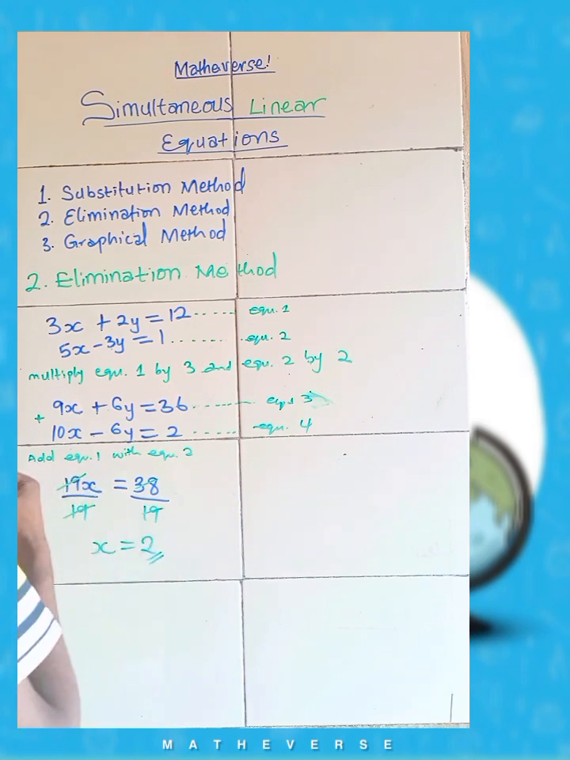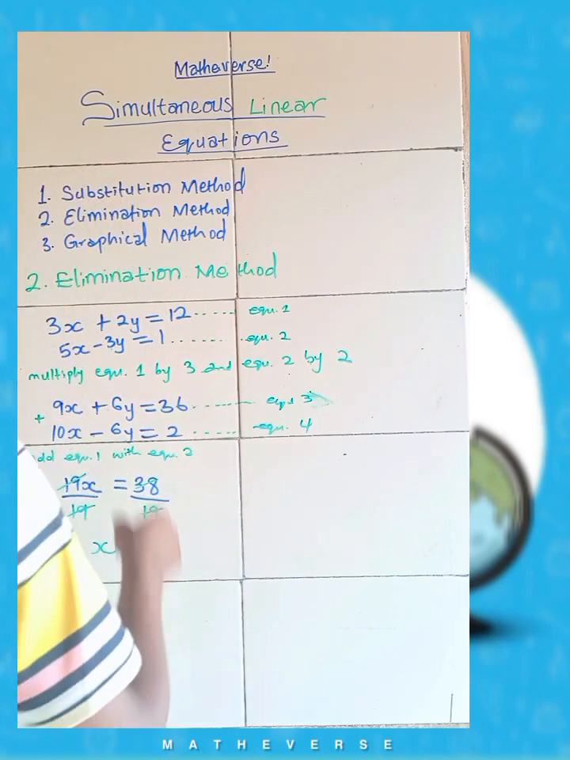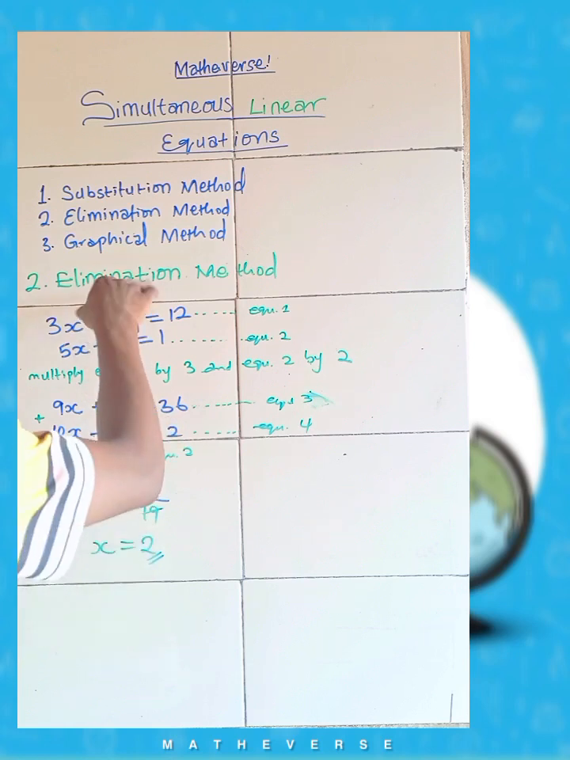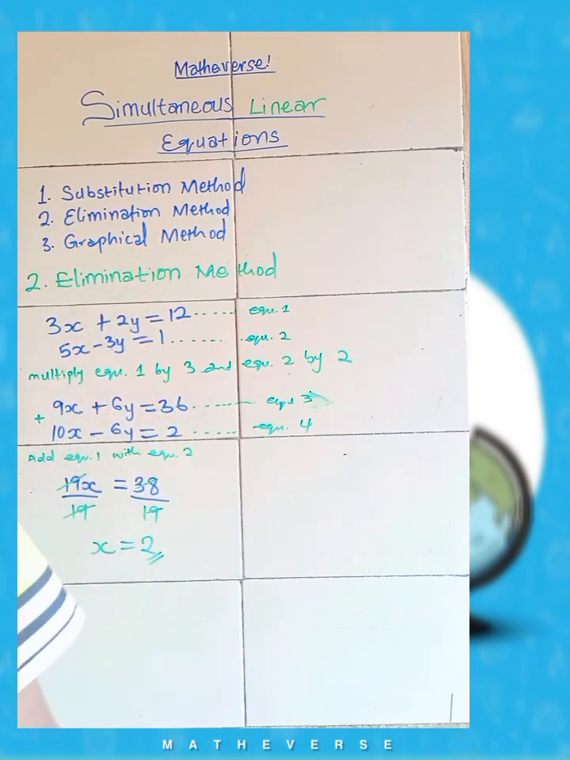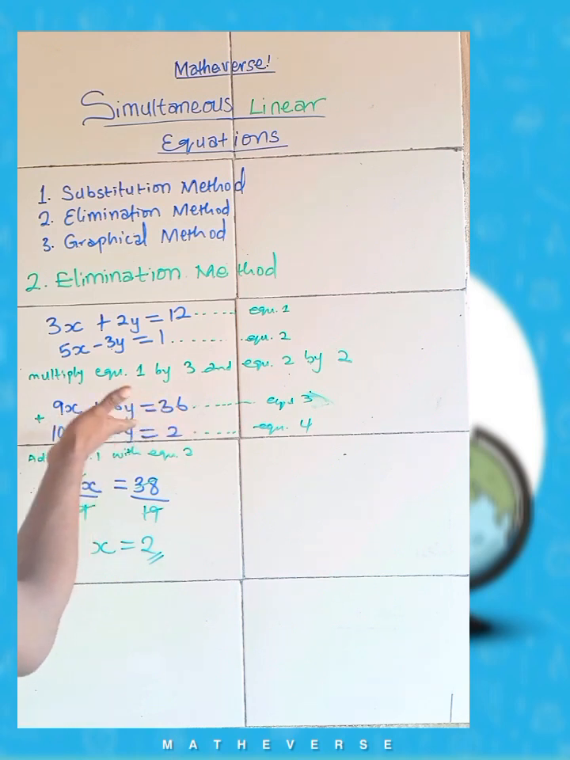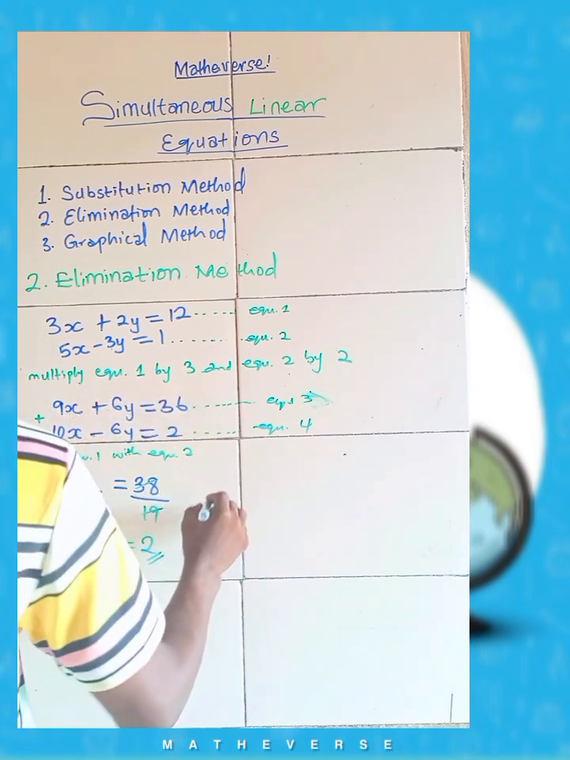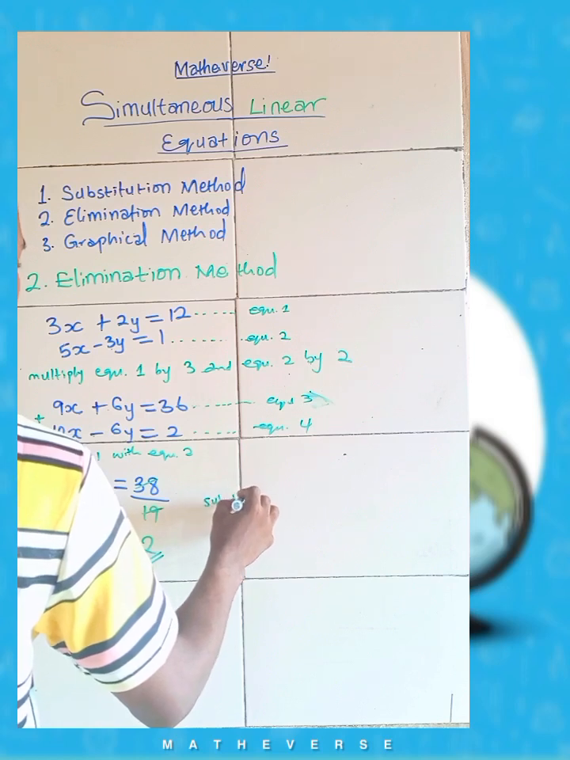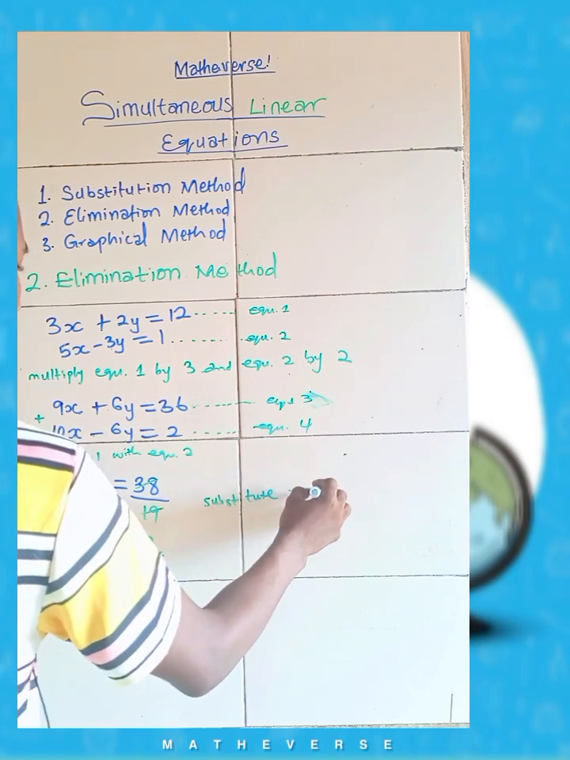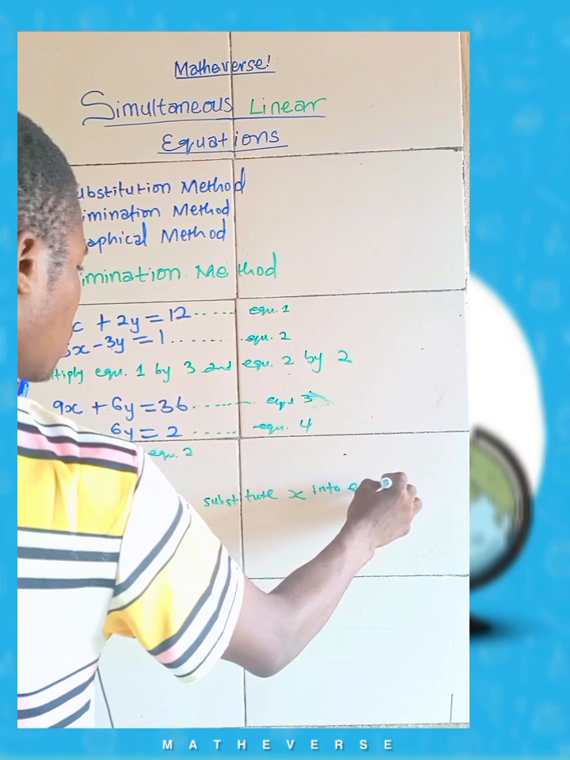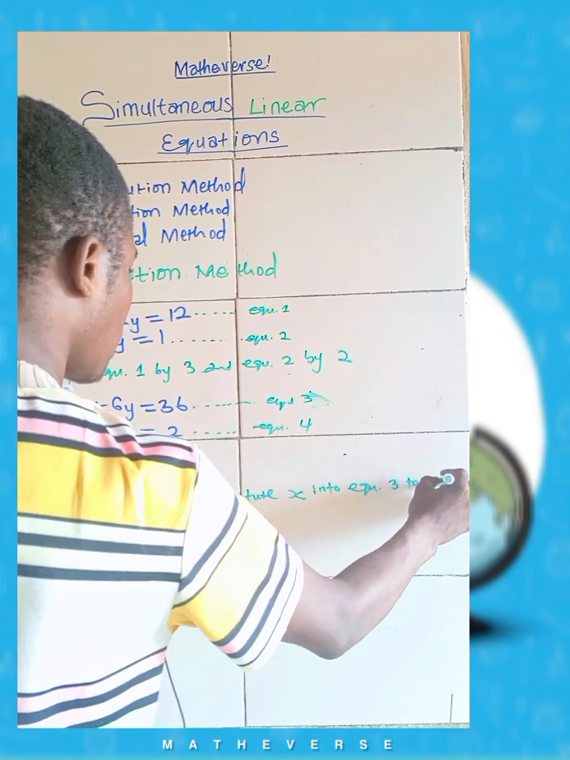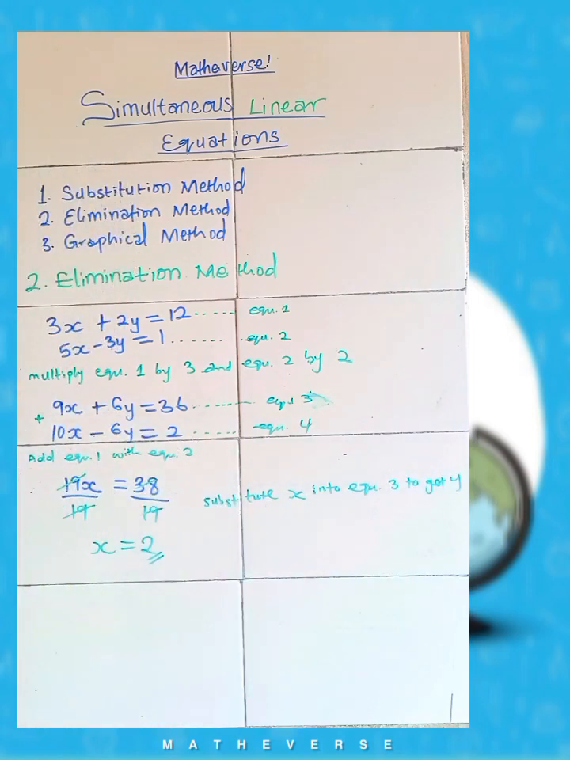2. Good. Now that you have 2, remember what I told you in the substitution method. I told you that when you have gotten one value, you substitute it into any of the equations. Don't work with this equation again, you work with these ones to get y. So let's substitute x into equation 3. You understand? Substitute x into equation 3 to get y. Good job. Now let's do that.